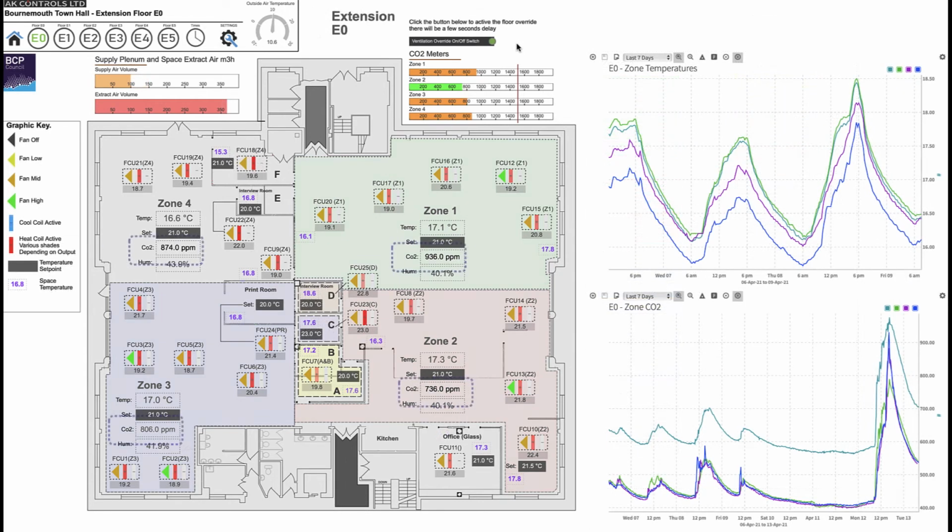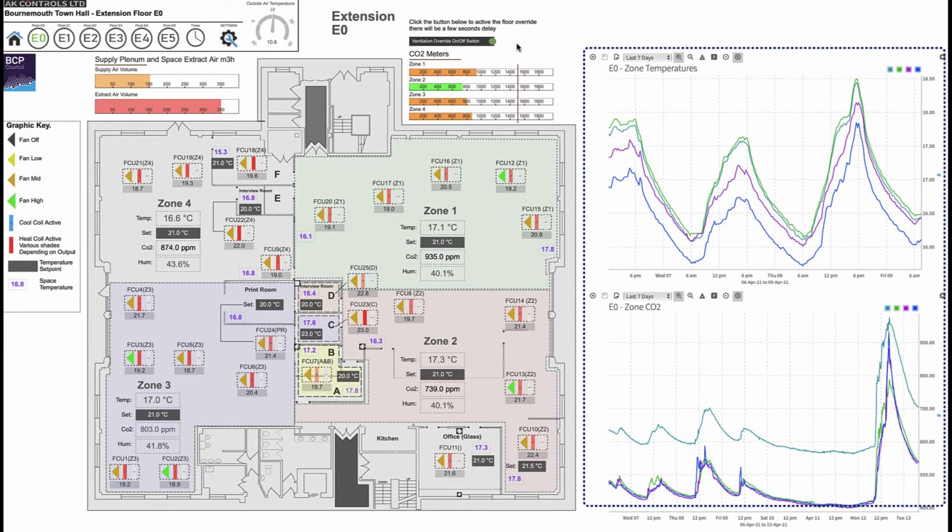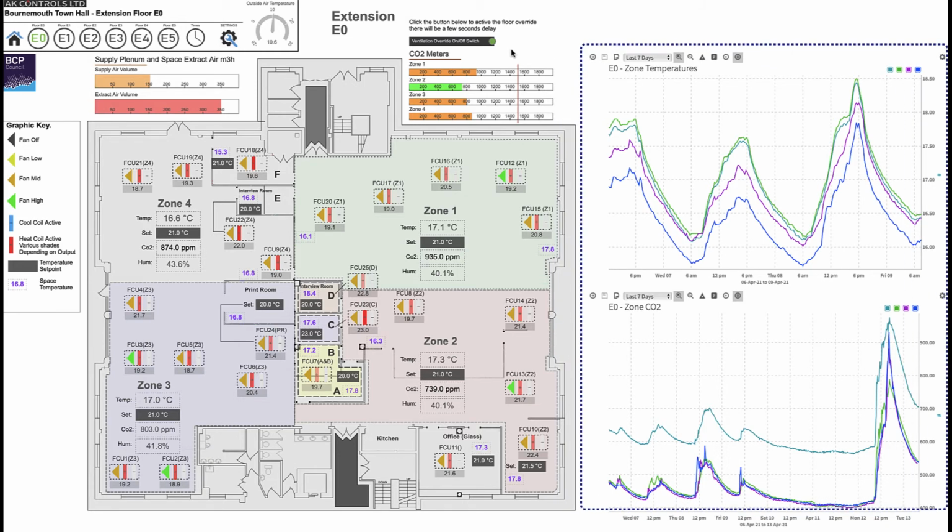Each zone has a CO2 sensor used to monitor air quality and control air volumes. CO2 levels, along with space temperatures, are data logged for further data analytics. 2 graphs are available on the main floor pages to review the recent history.